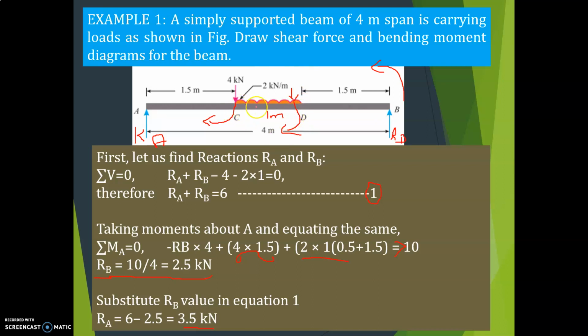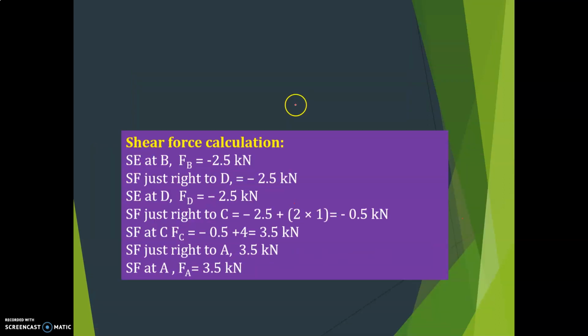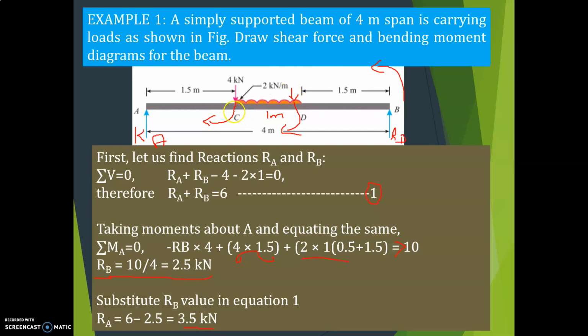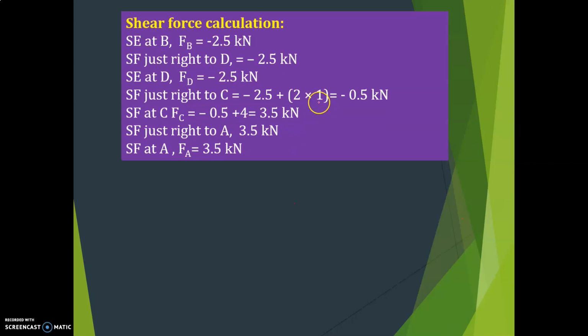Next, shear force just right of C. What is that? Minus 2.5 till here, minus 2.5 plus, because this is right side downward, so plus 2 into 1. Okay. So minus 2.5 plus 2 into 1, that is equal to minus 0.5 kilonewton. Next, at C. What is at C?